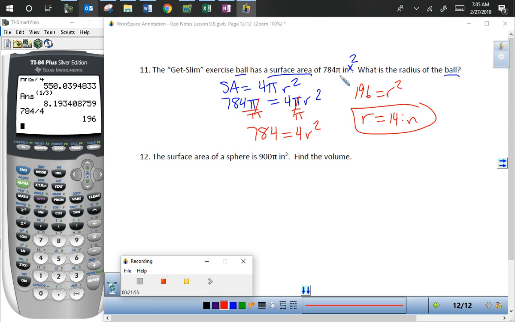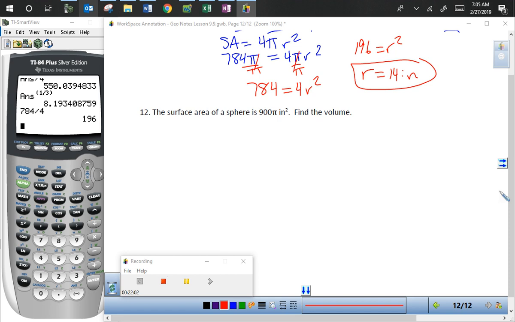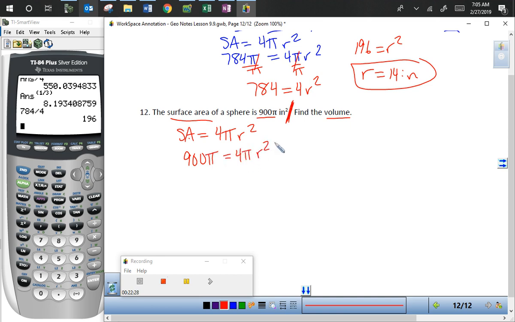The label here is inches. Last problem here, we've got the surface area given to us and we're going to find the volume. Again, we've got two separate formulas here. We have to take care of one at a time. So surface area comes first. We've got 4 pi r squared, and it says that surface area is 900 pi. So that's going in for our SA. First thing, we're going to get rid of that pi. They cancel on both sides, and we're left with 900 equals 4r squared.